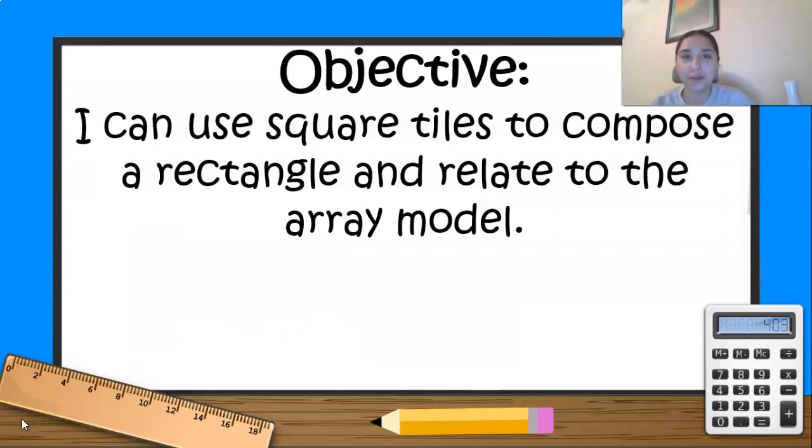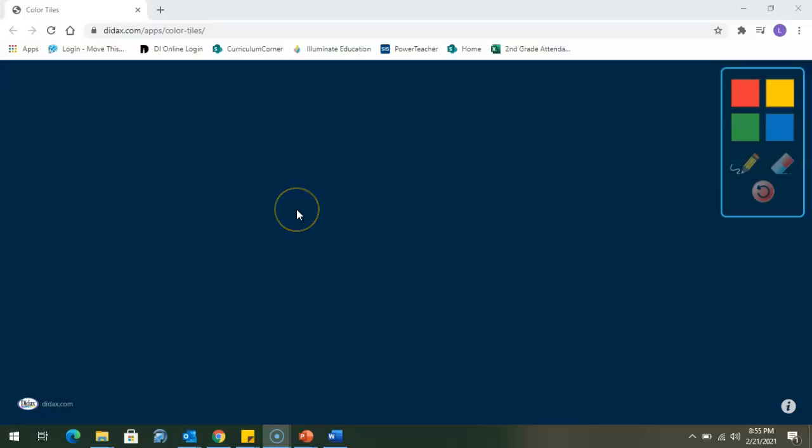What is your learning goal for today, boys and girls? By the end of the lesson, we're going to use square tiles, and we don't actually have square tiles, but we're going to use a web page to practice using square tiles to compose a rectangle and relate it to the array model.